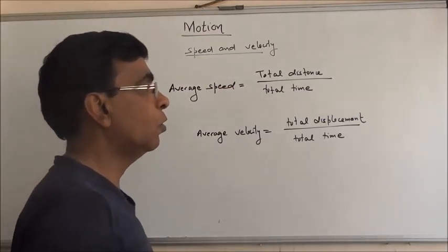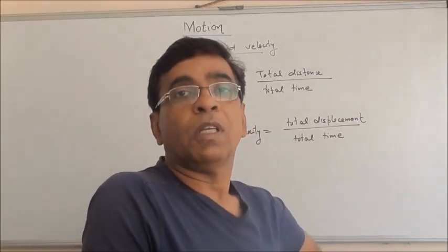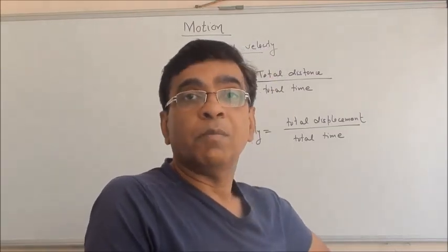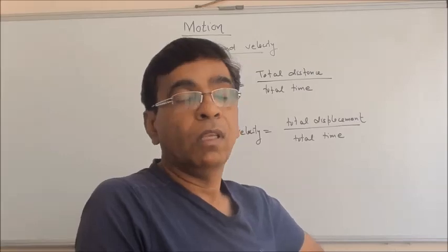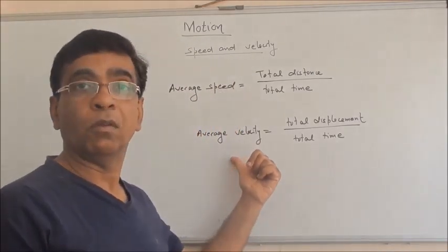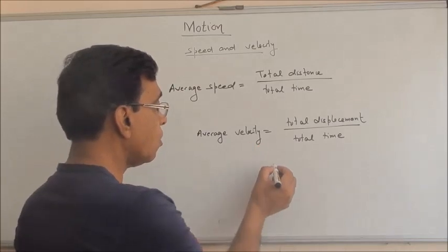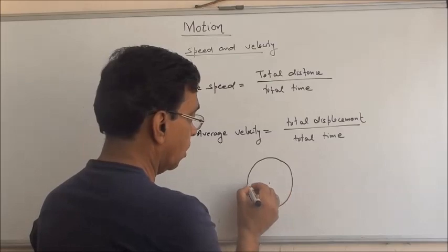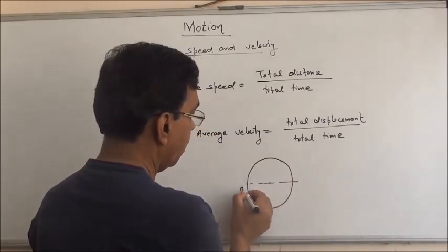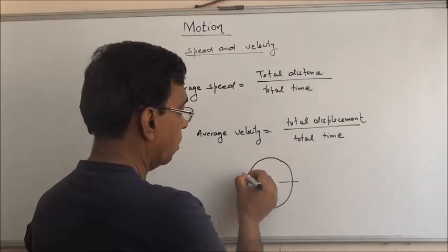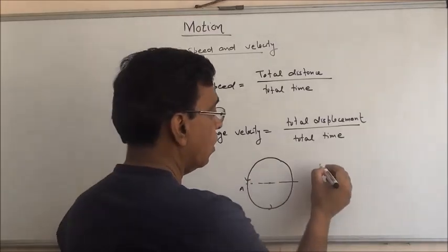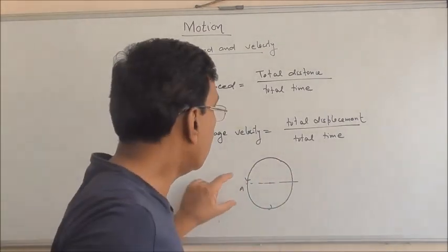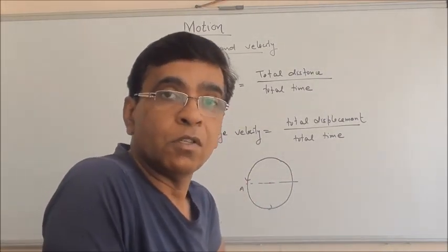So average velocity is total displacement upon total time. So it means if the displacement is 0, then the average velocity will be 0. Again, taking the same example which I took when we were talking about the displacement, if a body starts from A and then returns to A, the average speed will be 2 pi r divided by time taken, and average velocity will be 0.